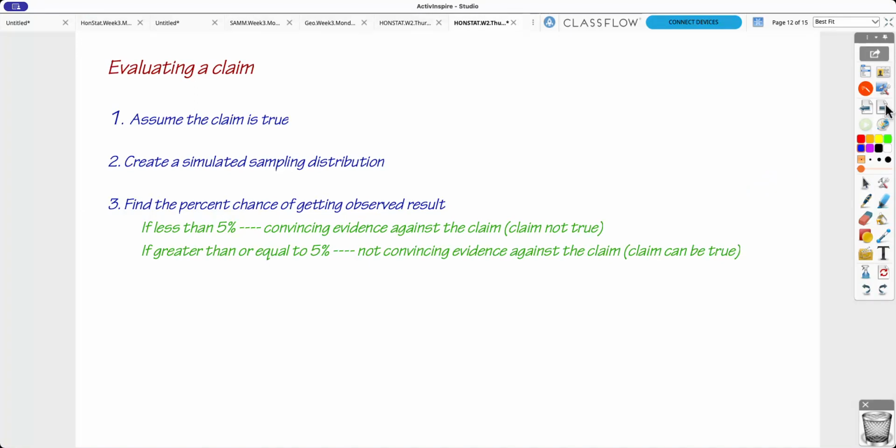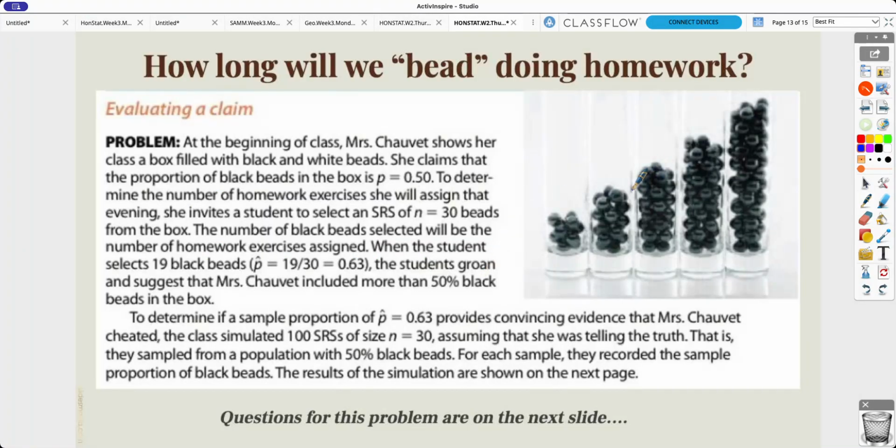So let's take a look at this example. At the beginning of class, Mrs. Chauvet shows her class a box filled with black and white beads. She claims that the proportion of black beads in the box is P equals 0.50, meaning 50% are black beads and 50% are white beads. To determine the number of homework exercises she will assign that evening, she invites a student to select a simple random sample of n equals 30 beads from the box. The number of black beads selected will be the number of homework exercises assigned.